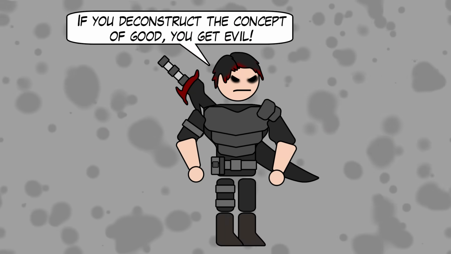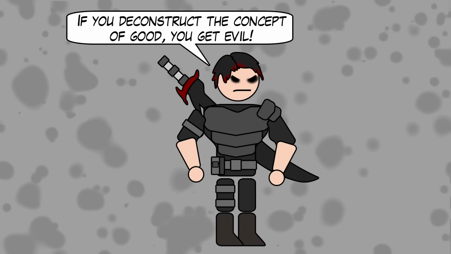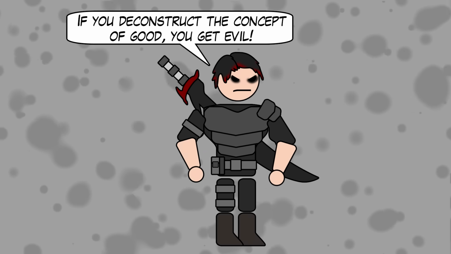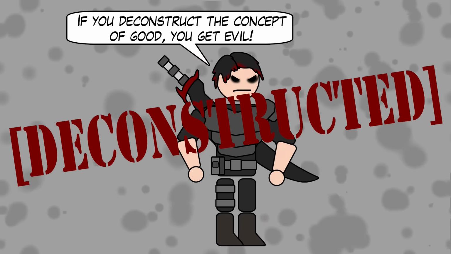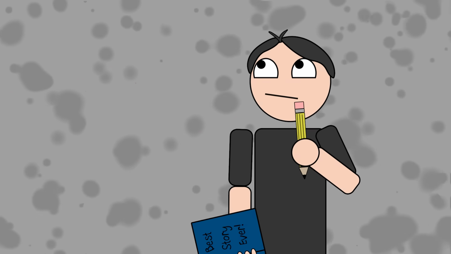No, the best way to deconstruct the Chosen One is to make them evil for no good reason, or make everyone else around them evil for no good reason. Deconstructed. Now, what if I wanted to deconstruct my setting's evil empire?